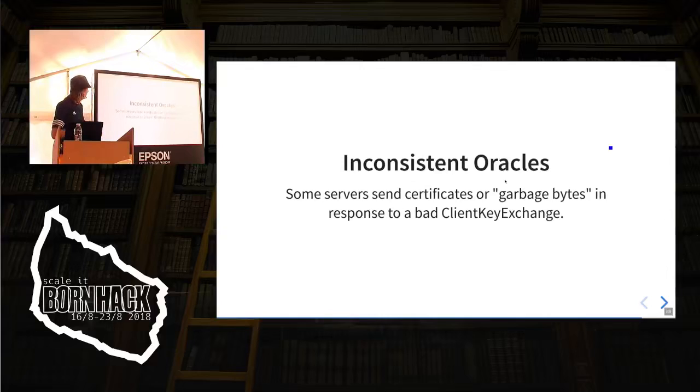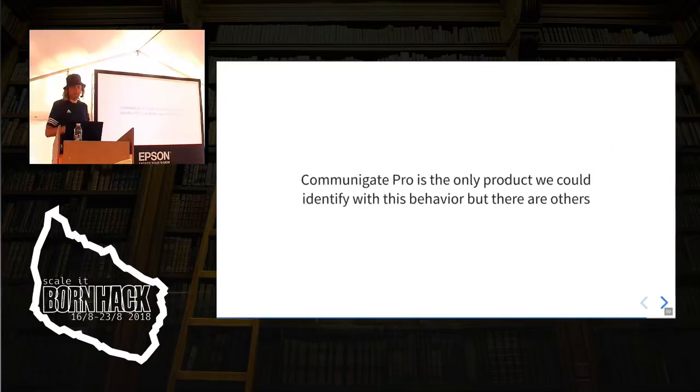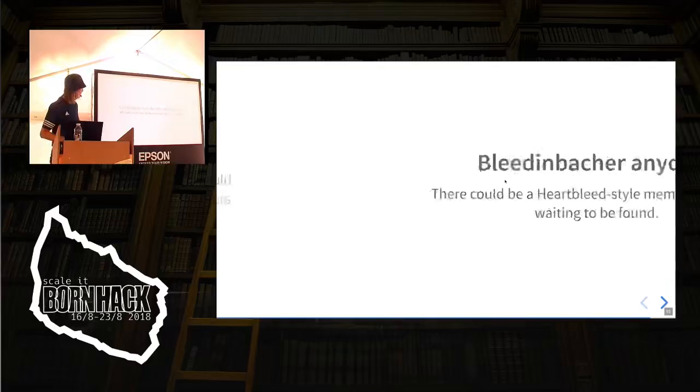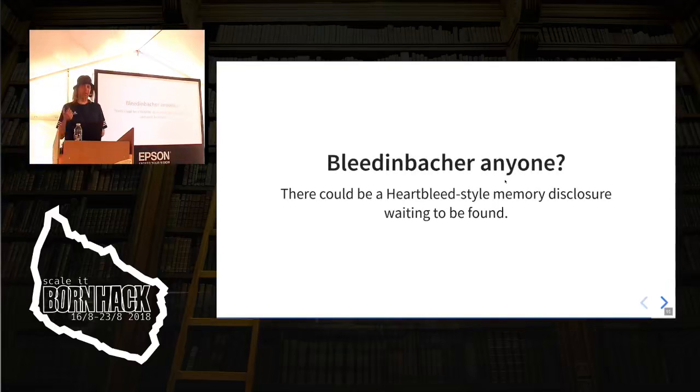One thing we occasionally observed was that we were getting inconsistent replies from servers, and sometimes things that looked like just garbage bytes. One of the products was Communigate Pro, which seems to be some mail server product. They did not really communicate with us. So we assume there may be some kind of Heartbleed-style vulnerability in some products. If someone wants to look out for this, it may be interesting.